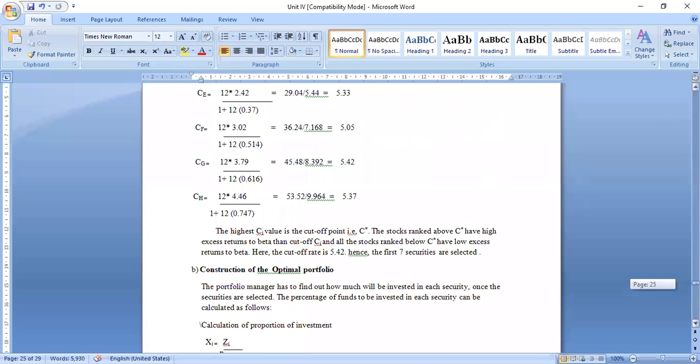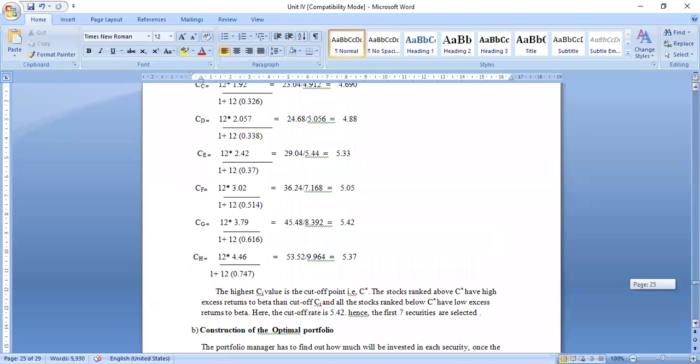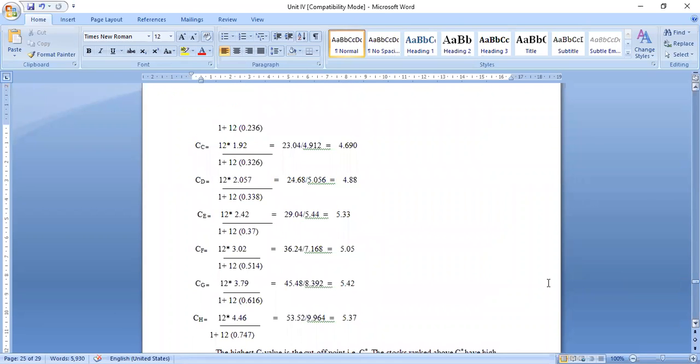Okay, so Madhura is having a question with regard to G being the optimal security. Yes, because this is the cutoff point which we are going to consider, and all the securities above, including G, will be considered, and the values which are below security G will be considered as low excess return to beta ratio. And that is the reason we are not going to consider them.